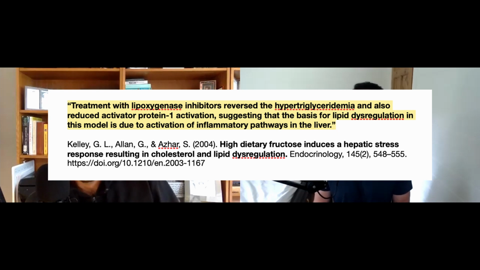in response to fructose. They have a quote describing this, and they say that treatment with lipoxygenase inhibitors, which is a LOX inhibitor, reversed the hypertriglyceridemia and also reduced activator protein 1 activation, suggesting that the basis for lipid dysregulation in this model is due to activation of inflammatory pathways in the liver. So they're just saying that it was the activation of the inflammation and the amplification from these PUFA metabolites that caused fructose to, quote unquote, drive fatty liver. But again, we talked about all these reasons why it's really not the fructose, but it could very well be the PUFA. There's a ton of other studies looking at non-alcoholic fatty liver disease and finding associations with these eicosanoids, these metabolites from the PUFA.